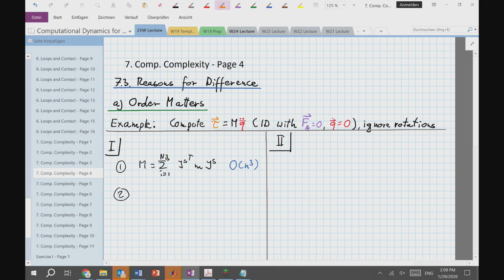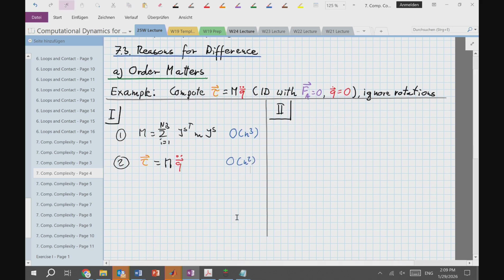And then we compute the torque, which is that mass matrix multiplied with our vector of generalized accelerations. And then typically you would have gravitational and Coriolis forces, but in this example we simply set them to 0 to keep things a little bit simpler. And that's a matrix vector multiplication, so an order n squared operation. And then the first step, of course, dominates our complexity, so the whole thing is order n cubed.